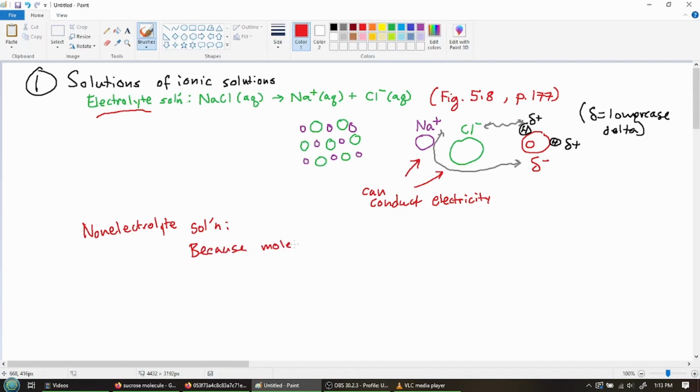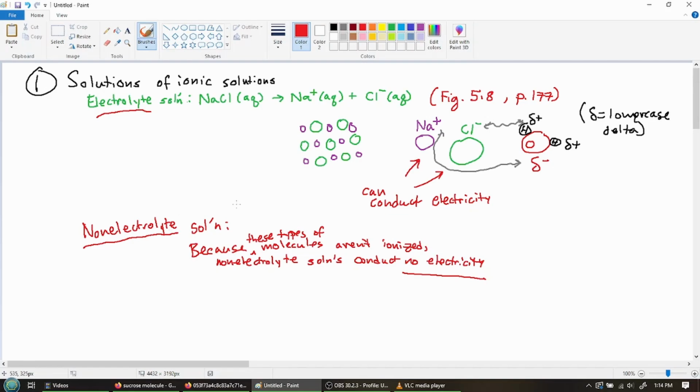So what we're going to say in this case is that because the molecules that it splits apart into are not ionized, the solution that forms from a non-electrolyte is not going to conduct electricity. Okay, so let me just write this out here. And let me just clarify here. I'm going to say because these types of molecules, because there certainly are molecules that bear charges, but in this case we're talking specifically about types of molecules that do not bear charges when they split apart.